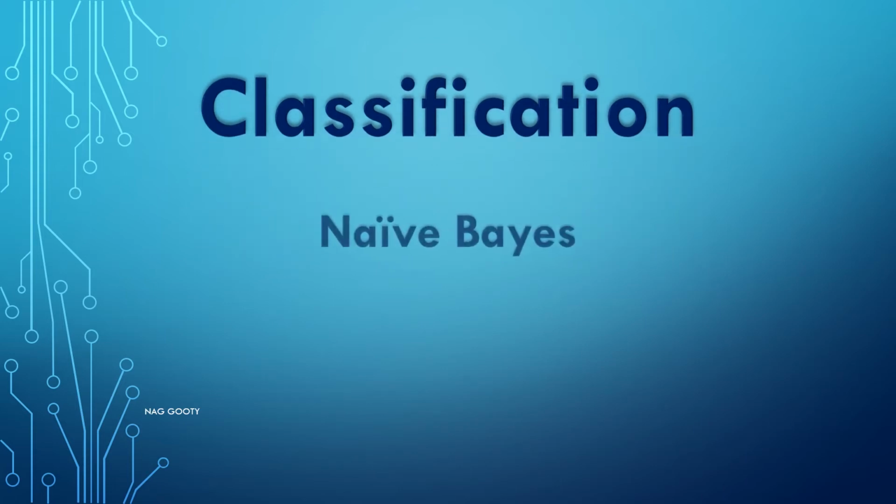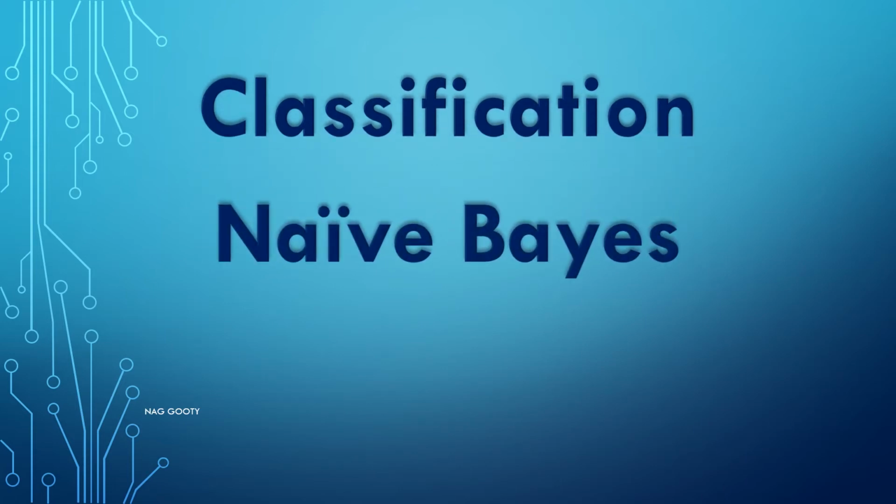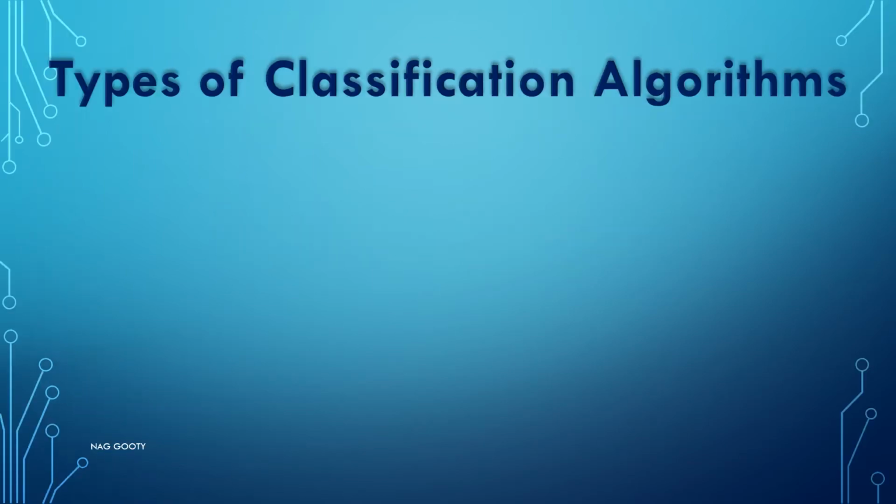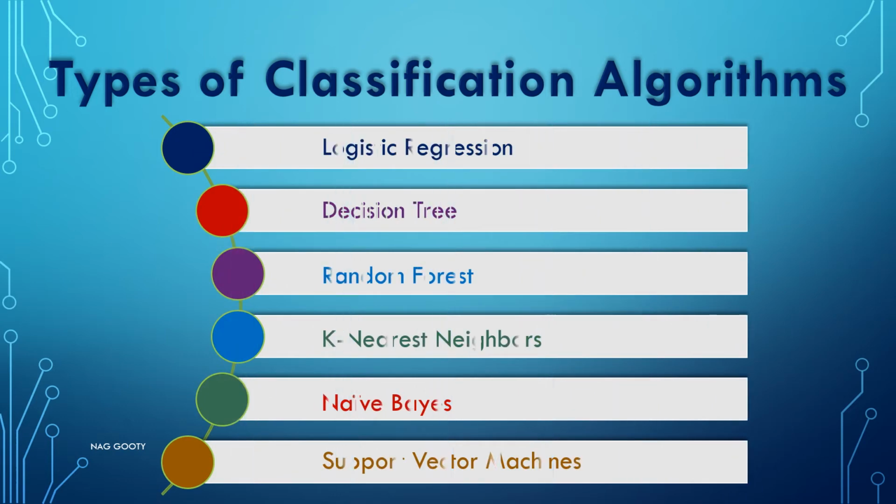In this video, I will discuss naive Bayes algorithm. In my previous videos, I have explained logistic regression, decision tree, random forest and KNN algorithms as part of classification machine learning techniques. In this video, I will explain naive Bayes classification technique.